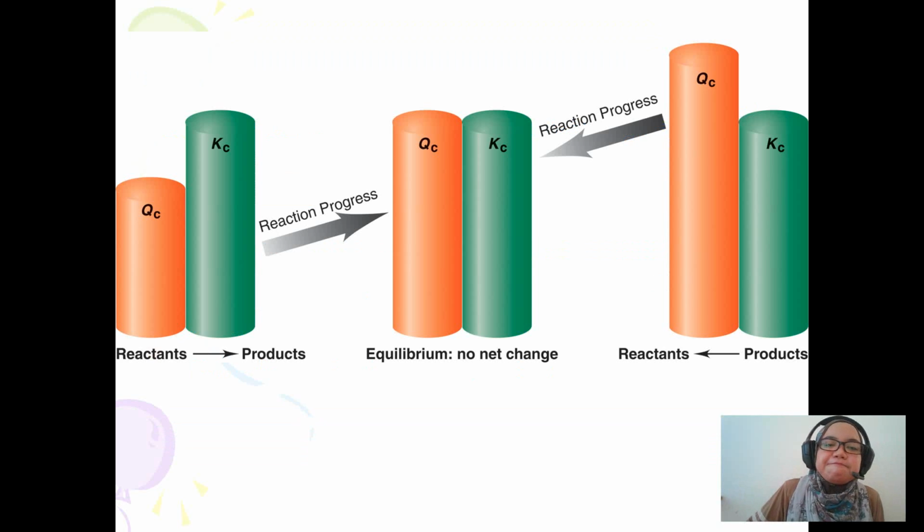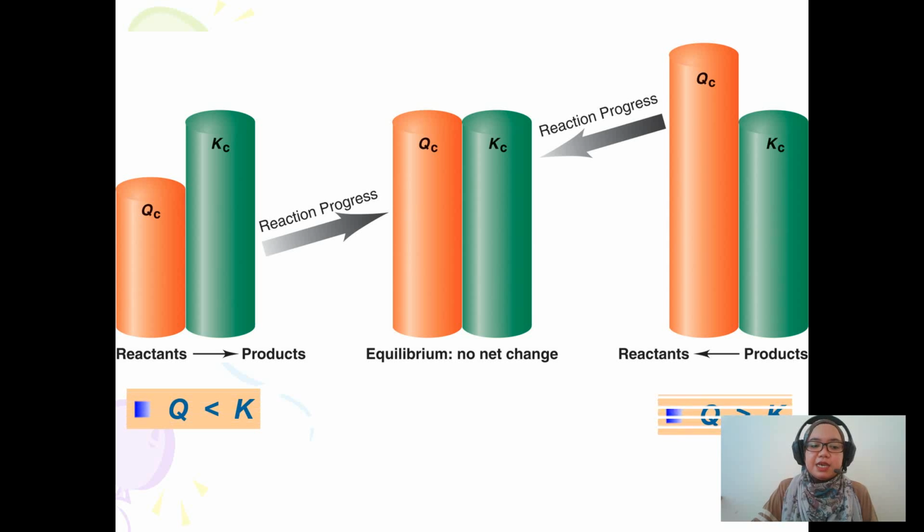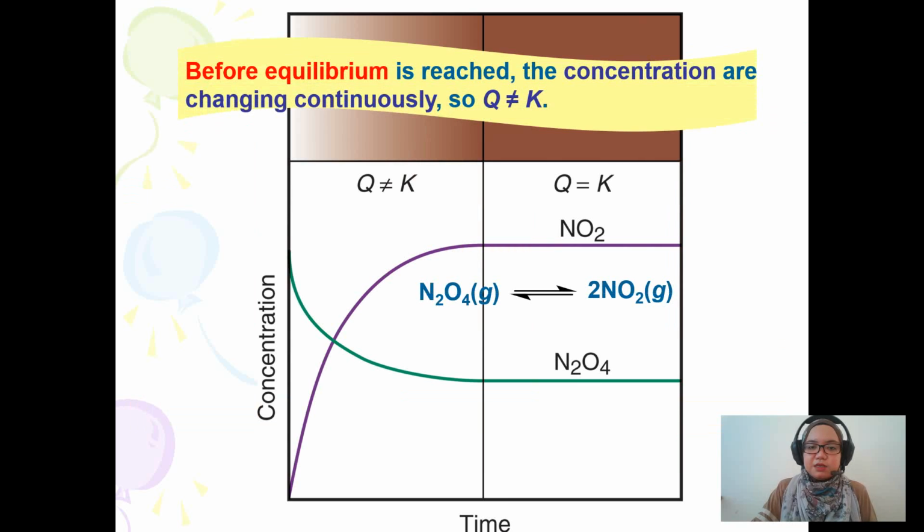Okay. So, here is the picture form. So when Q is smaller than K, hence the product is favoured. However, when Q is larger than K, the reactant is favoured. So the reaction will shift to either left or right until the equilibrium is achieved.